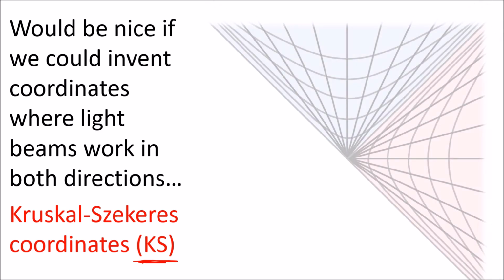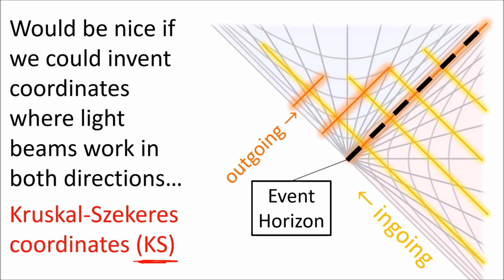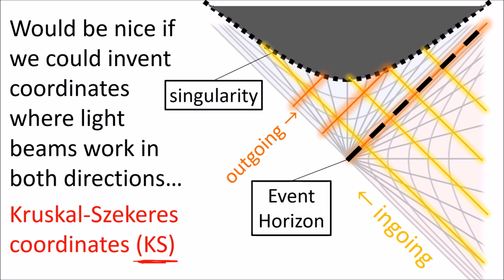In these coordinates, all light beams appear as diagonal lines. The black hole event horizon is also a diagonal line, and the singularity in the black hole center is drawn as a hyperbola. This makes it much more obvious that light can never get out of the event horizon once it enters, because light will always travel parallel to the event horizon, and eventually hit the hyperbola singularity no matter what.